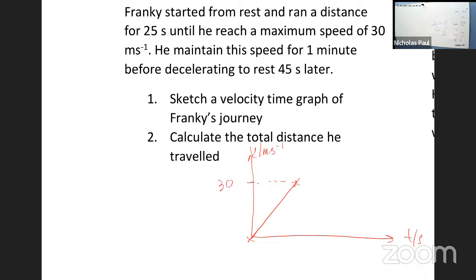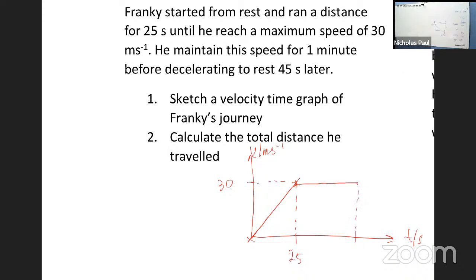And then how long did it take to get there? 25 seconds. And then what happened there? It maintained that speed for 1 minute. That's 60 seconds, right? So what does that mean? Is that a straight line? A horizontal line. So draw a horizontal line.